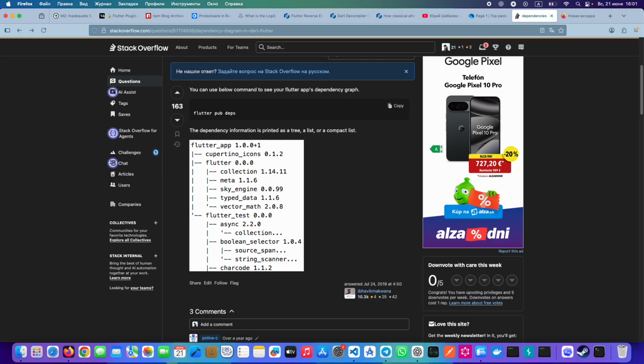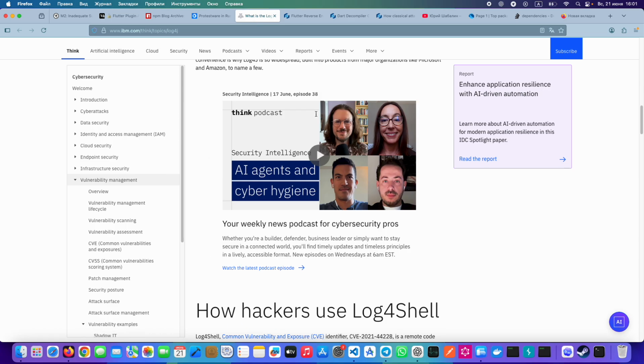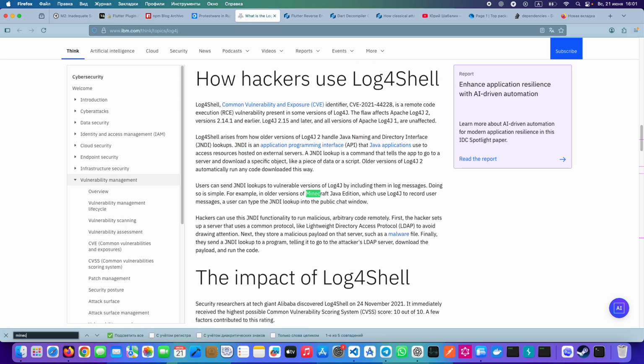There was a problem with that, but I guess the main interesting thing that they found out was in Minecraft, from the Minecraft Java edition. Users can send JNDI lookups to a vulnerable version of log4j by including them in a log message. Doing so is simple. For example, in all versions of Minecraft Java edition which use log4j to record user messages, a user can type the JNDI lookup into the public chat window. Hackers can use this JNDI functionality to run malicious code remotely.